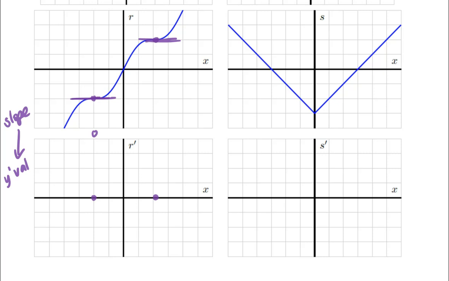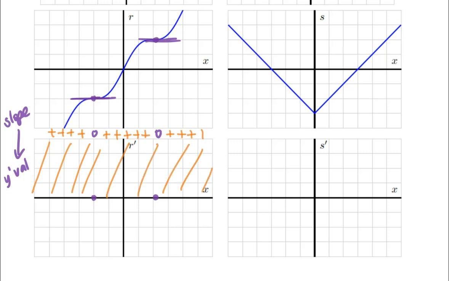Interestingly, in this one, the slopes in between those points are all positive. So everything here is going to be positive, which means down below, other than those zeros, I expect all my y values to be positive. So I expect the entire graph to sit on that top half.